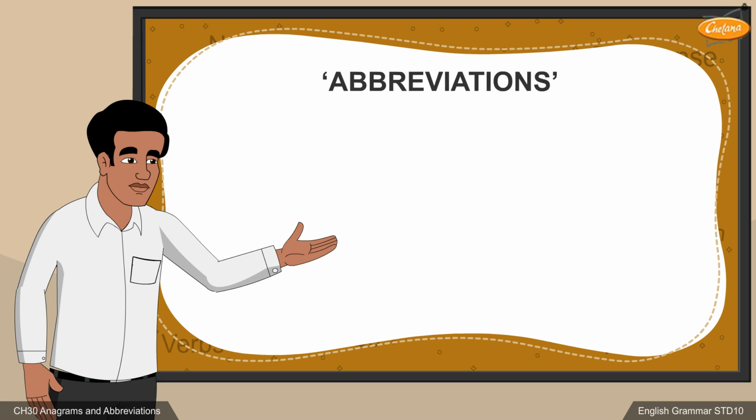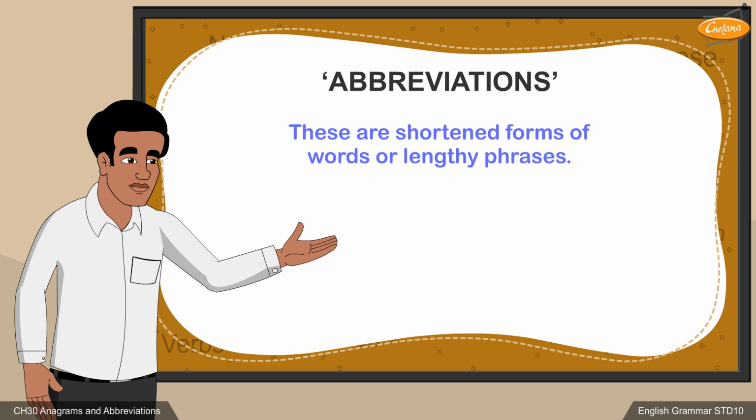Part 2. Students, we now move on to understand the concept of abbreviations. These are shortened forms of words or lengthy phrases. You will find these abbreviations in almost every discipline or area of life. For example, the abbreviation for Mr. is M and R.